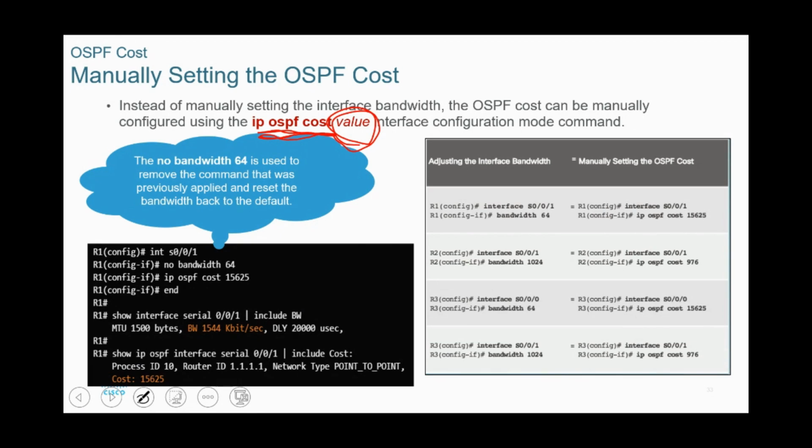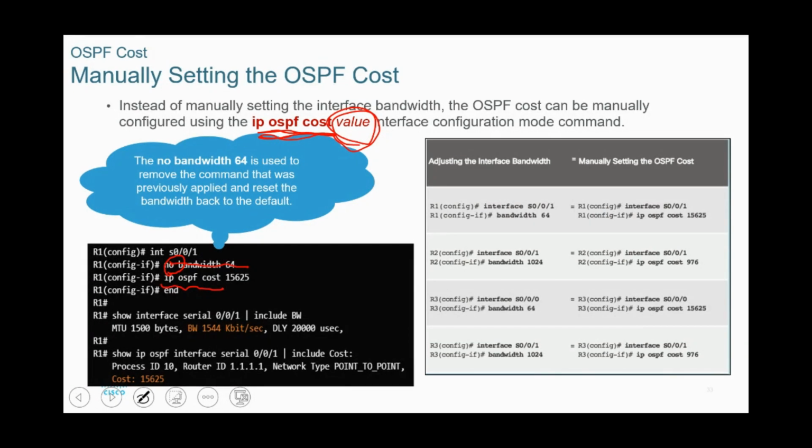For the no bandwidth 64 command, we have to put the word no in front. This means we are going to remove this bandwidth 64 and reconfigure another command to replace it. So in this example, we remove the bandwidth of 64 and reconfigure for the cost. We manually identify ip ospf cost, which is 15625, as the path cost to reach the destination.